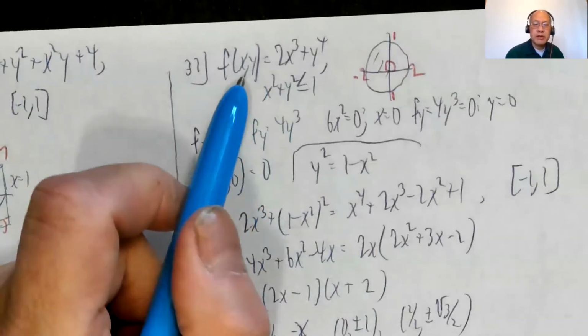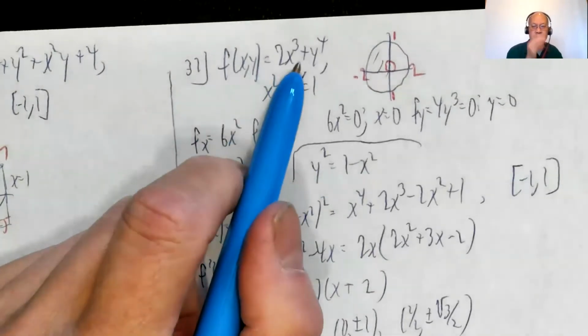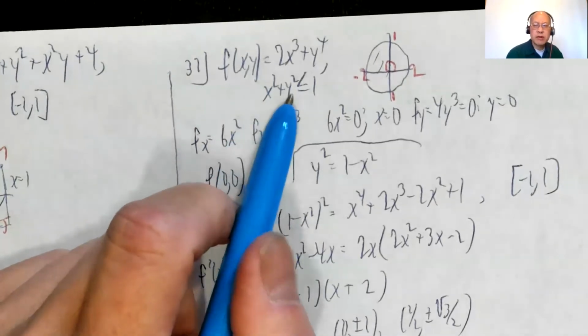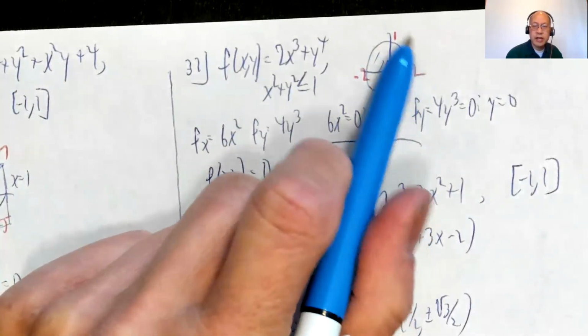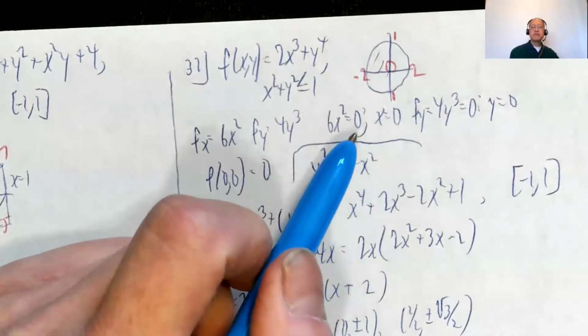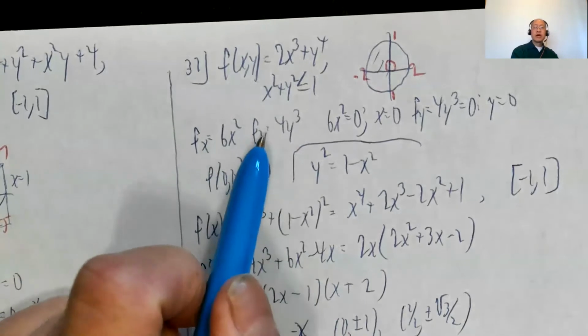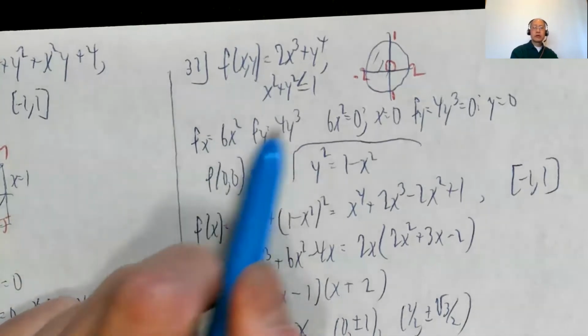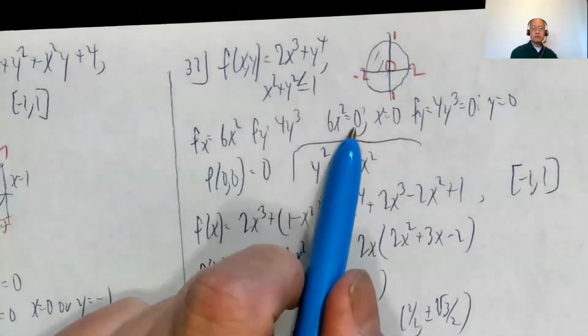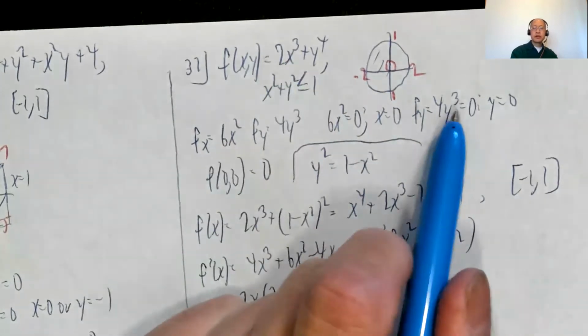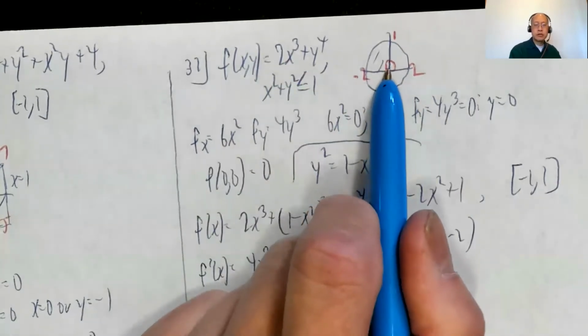All right, then 37. F of x, y is 2x cubed plus y to the 4th, with x squared plus y squared less than or equal to 1. So you're on a unit circle and the interior. Okay, so fx is 6x squared. Fy is 4y cubed. The only way they're both going to be equal to 0 is at the origin. So plug in 0, 0, you get 0. So the height at the origin is 0.